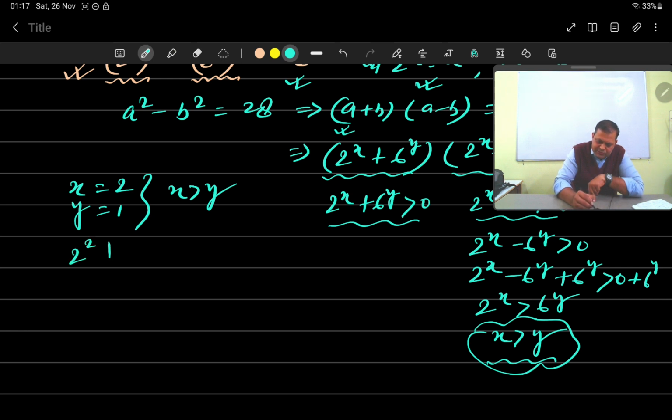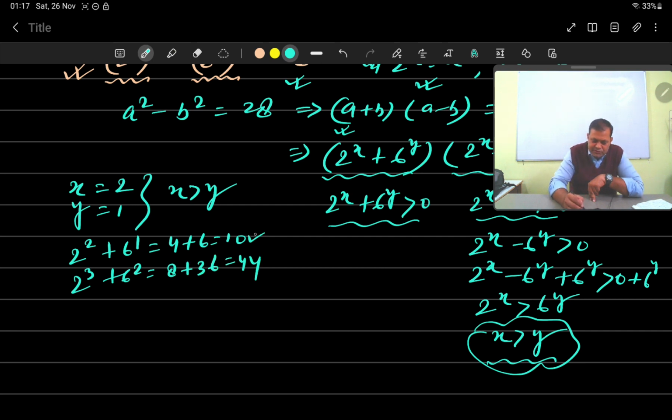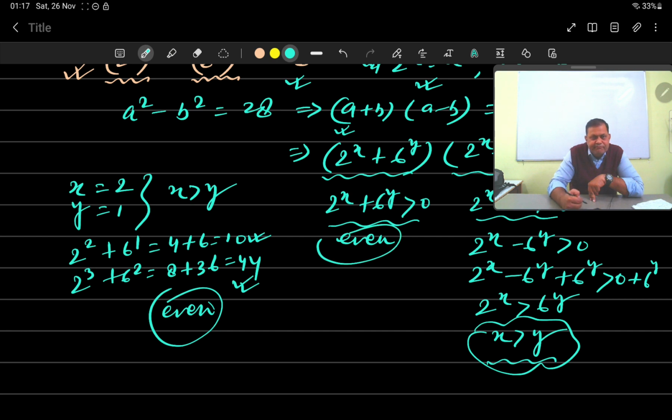2 to the power 2 plus 6 to the power 1 will become 4 plus 6, that is 10. 2 to the power 3 plus 6 to the power 2 is 8 plus 36, that is 44. So these two numbers are even numbers. Okay, so this factor looks even.